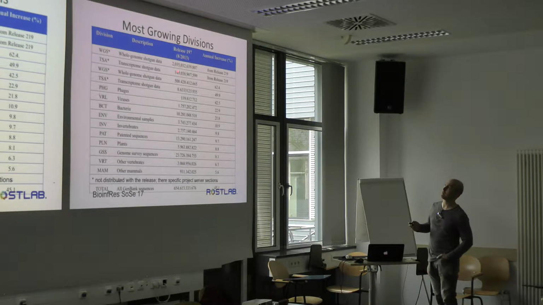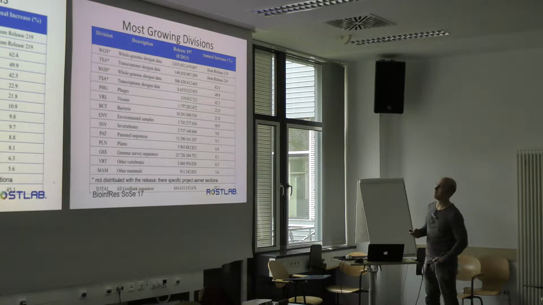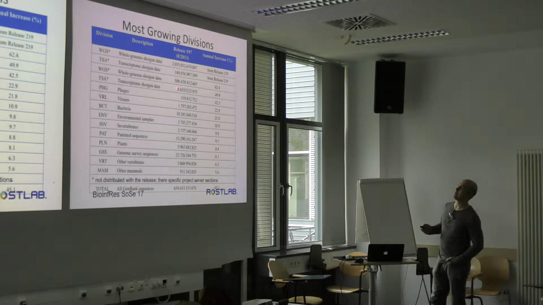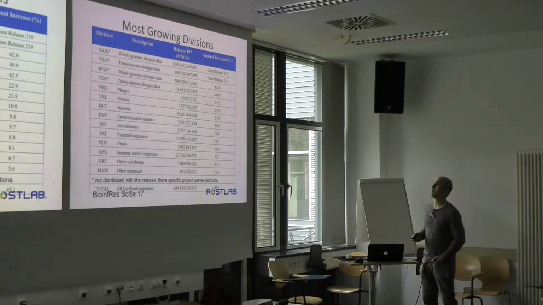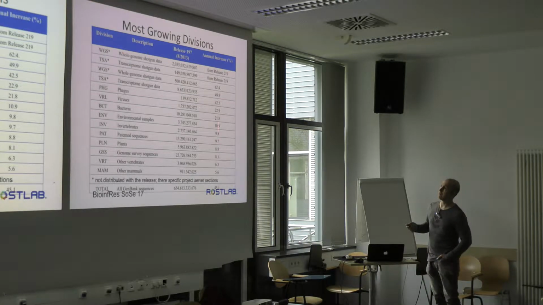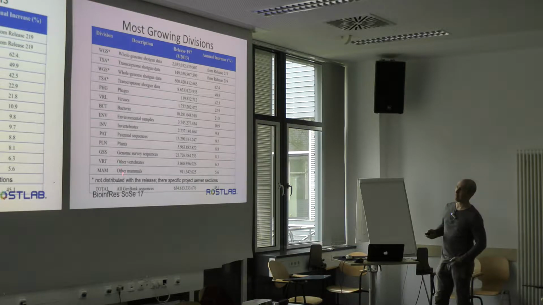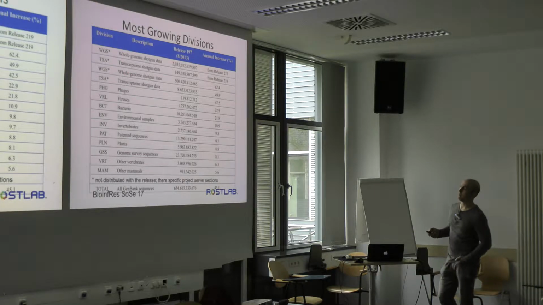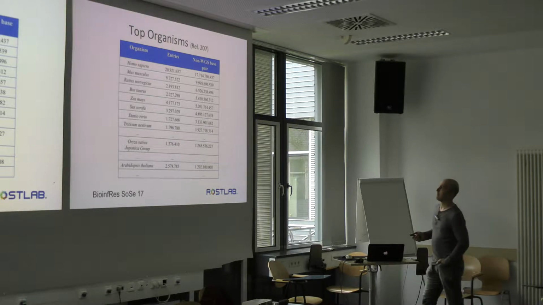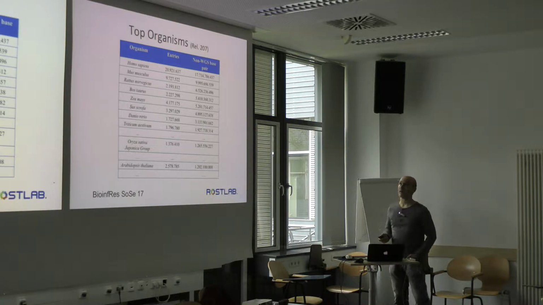So within these 3 years, actually the number of nucleotides grew by a factor of 4. And you also see here a steep increase, especially for the transcriptome shotgun data. So these are the fastest growing data, and here are the rates. And here are several sections from these other things. These are not distributed with the release, but you have to retrieve them separately. This is just to give you a comparison about the top hits.